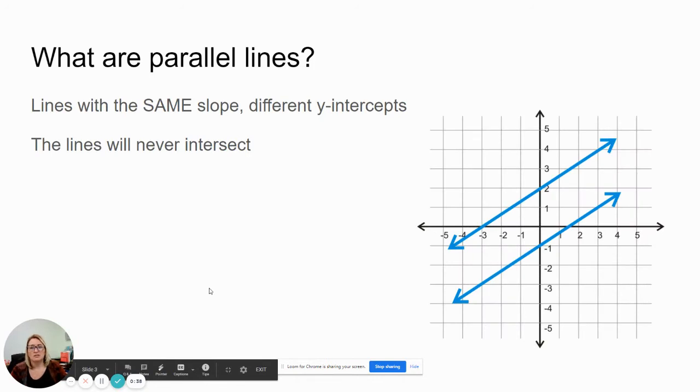So the first thing we need to do is define what a parallel line is. Parallel lines are lines that have the exact same slope. They have different y-intercepts, and they are lines that will never intersect. Kind of like a highway, you have the side going to the north and to the south, and those two lines never cross. Those are parallel. So, same slope, different y-intercepts.